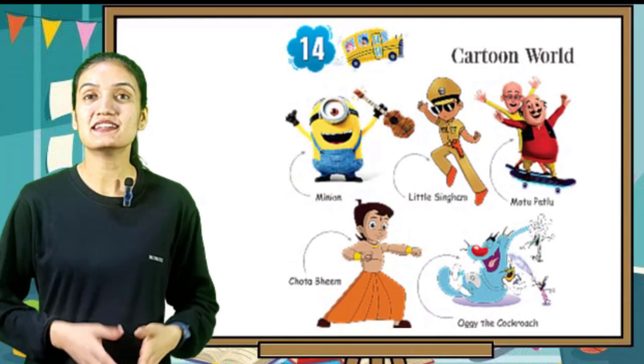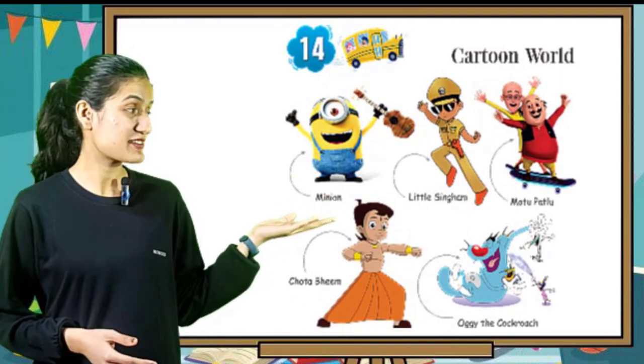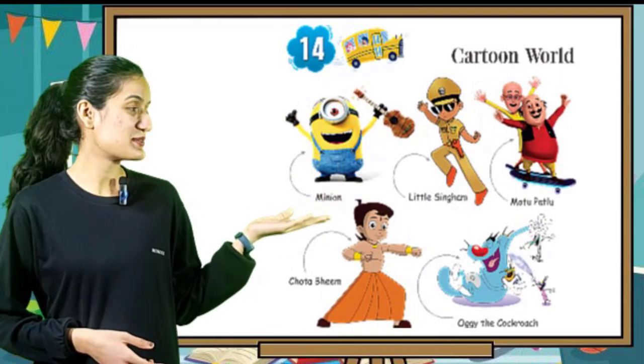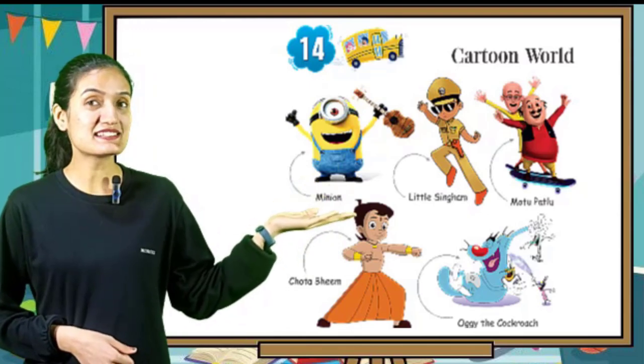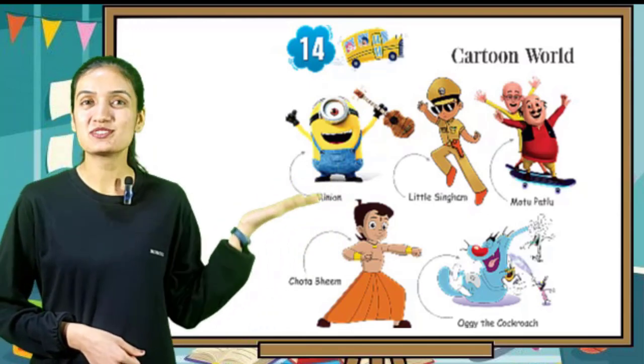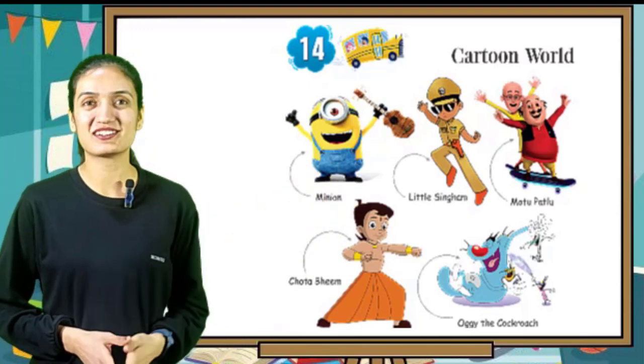Chapter number 14, cartoon world. Here are some characters of cartoons. Those are Minion, Little Singham, Motu Patlu, Chota Bheem, Augie the Cockroach.